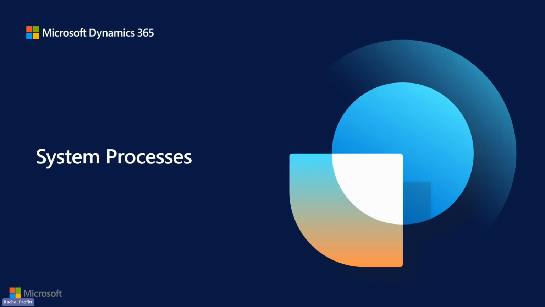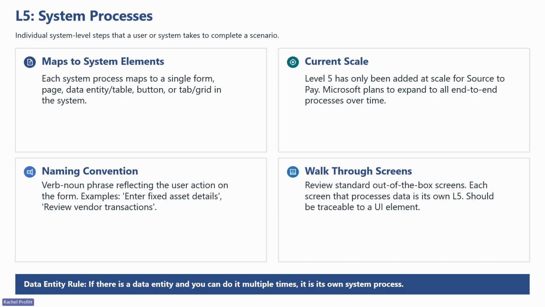So now we're ready to move from scenarios one step lower into system processes. And this is where we shift from describing a product-specific variation of a business process to describing the individual actions that are going to be performed in the system. So at level 5, the focus is shifting to what is actually going to happen inside the system. Each system process represents a single step a user or system performs to complete part of a scenario. And I want to be clear, it's not a single click, it's a single step.